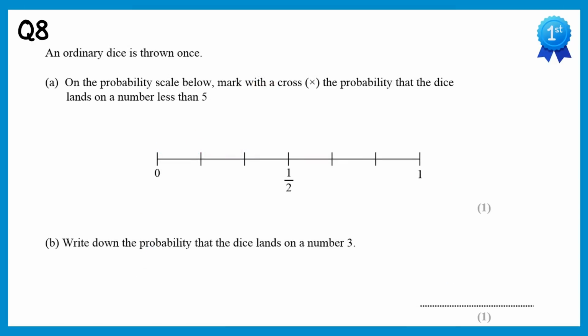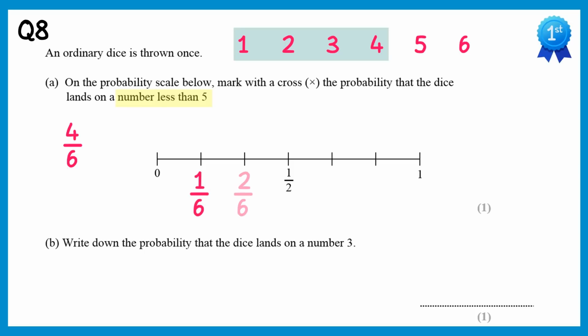For part A of this question, we're looking for the probability the number is less than 5. When you roll a dice, there are 6 possibilities, and the ones that are less than 5 are 1, 2, 3, and 4. That's 4 numbers out of a total 6 numbers, so the probability is 4 over 6. We just need to work out where this lands on the probability scale. Since the scale is divided into 6 sections, the first one is 1 over 6, then it's 2 over 6, then it's 3 over 6, which of course equals 1/2, and then it's 4 over 6, so the cross would go here.